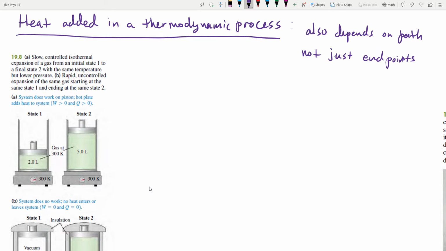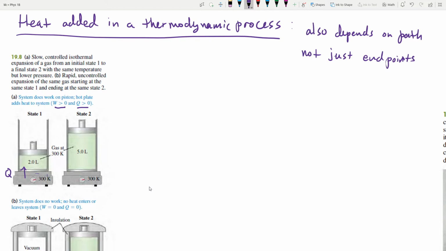273. That's a little more, but that's pretty hot actually. But we have a gas that starts off at 2 liters, and it expands. So as a result of it expanding, the work done by the gas on its surroundings, in this case the piston, is greater than 0. But we're also constantly pushing heat into the system, so there's a quantity of heat going in. So the Q is greater than 0 as well.